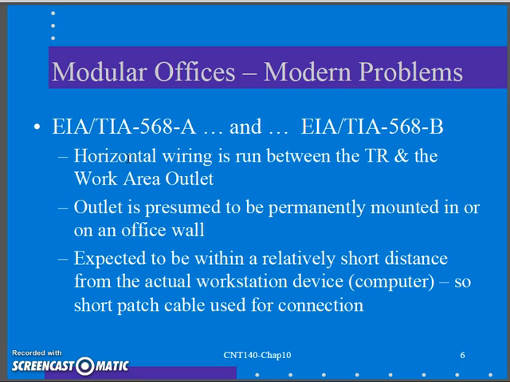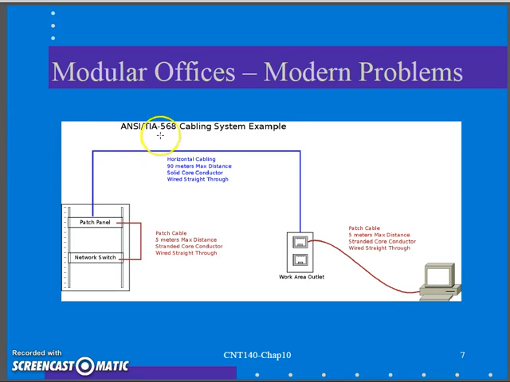If you go back in time, 568A and 568B were the original cabling standards for horizontal cabling. Horizontal wiring is run between the telecommunication room and the work area outlet. The outlet was presumed to be permanently mounted in or on an office wall, and they expected it to be a relatively short distance from the actual computer. So a short patch cable goes from the outlet to the computer. This whole arrangement is what we've been talking about all along. This was the assumption for all the wiring.